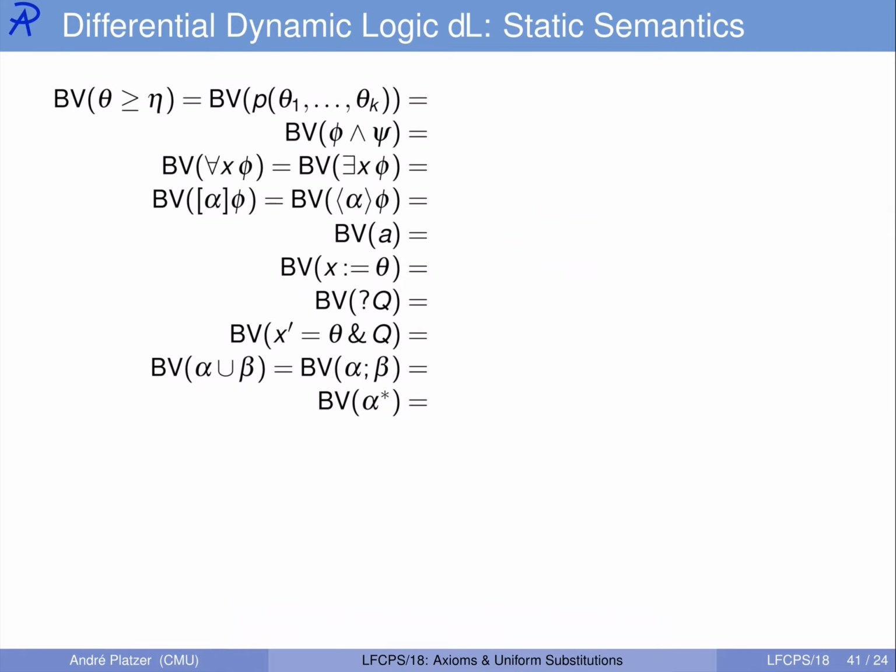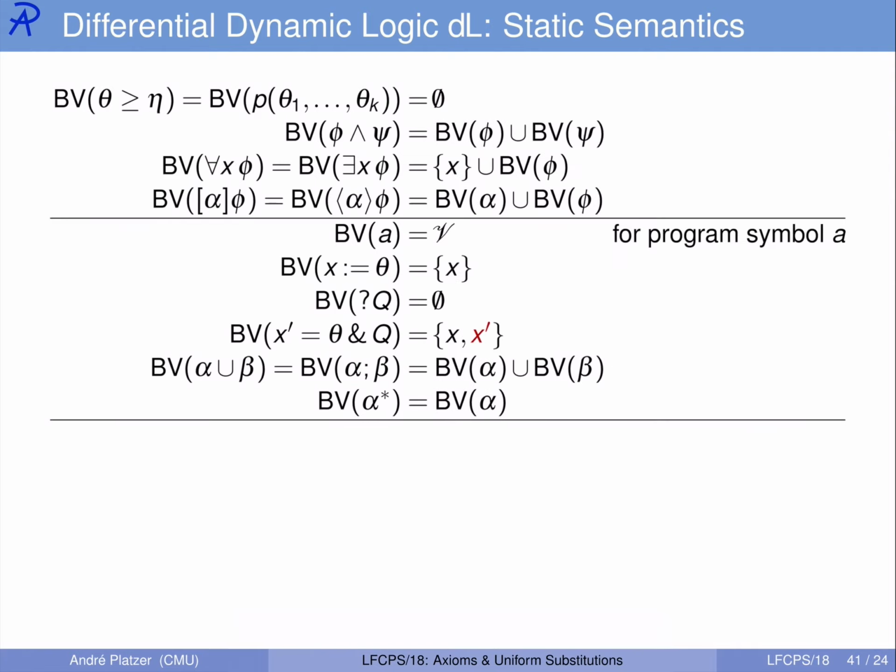I guess the bound variables of a quantifier, well, x is bound, right? And whatever is bound within phi is also bound in the entire thing. For example, the bound variables of an assignment, well, we're writing to x, so that is definitely bound, right? And of course, nothing in phi can possibly be bound because we're only reading from it, we're not changing any values.